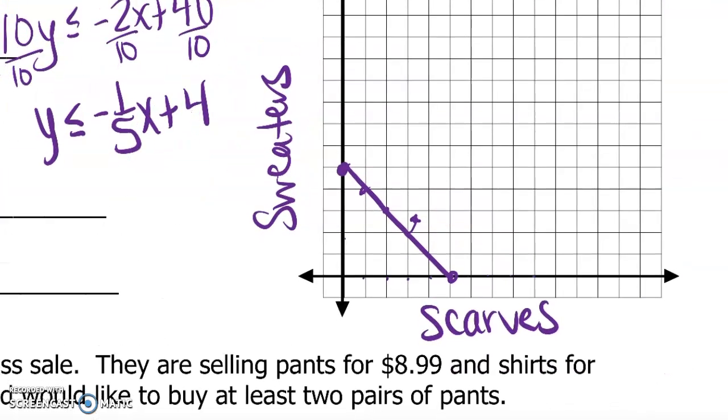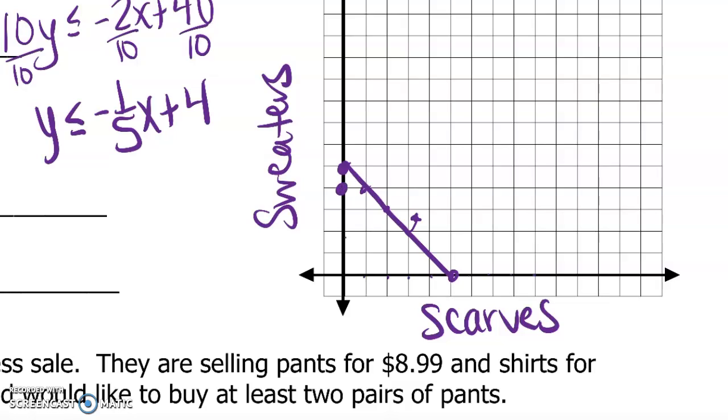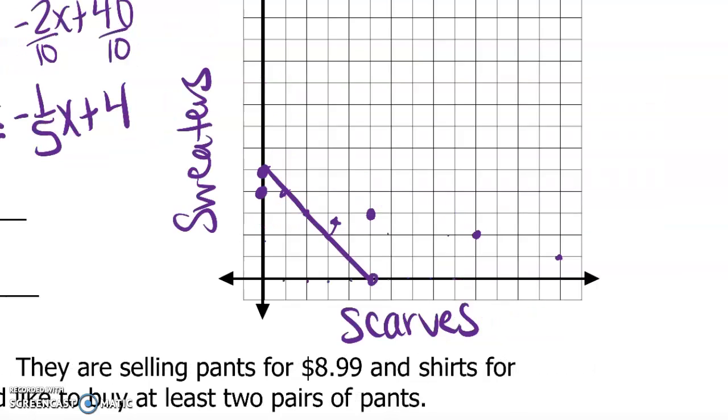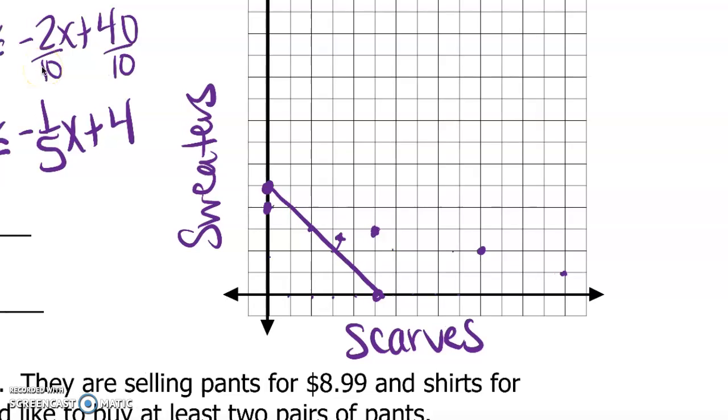So I start up 4 and then down 1 and right 5. I can go down 1 and right 5 again. We could keep going. Then we connect those dots. And that's a less than or equal to, so we need to be below that line. So we would be in here.